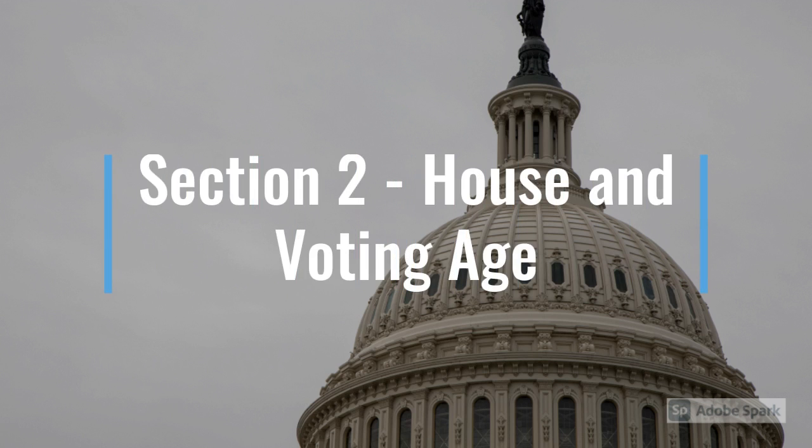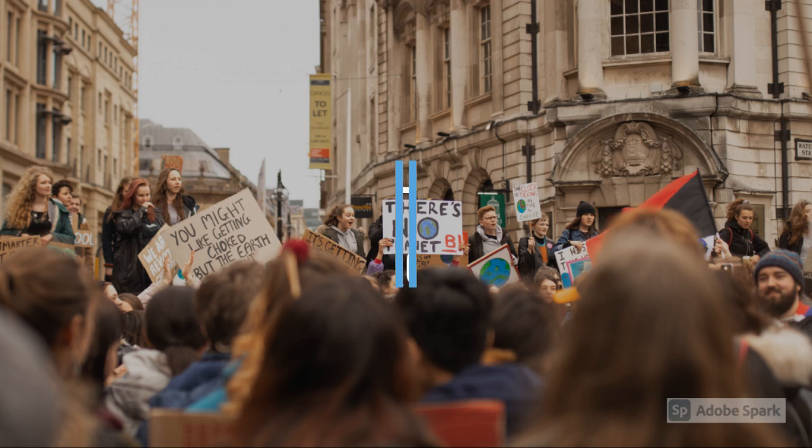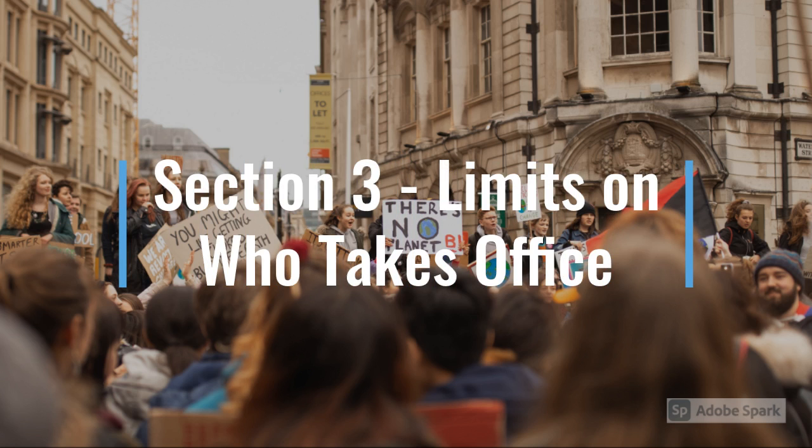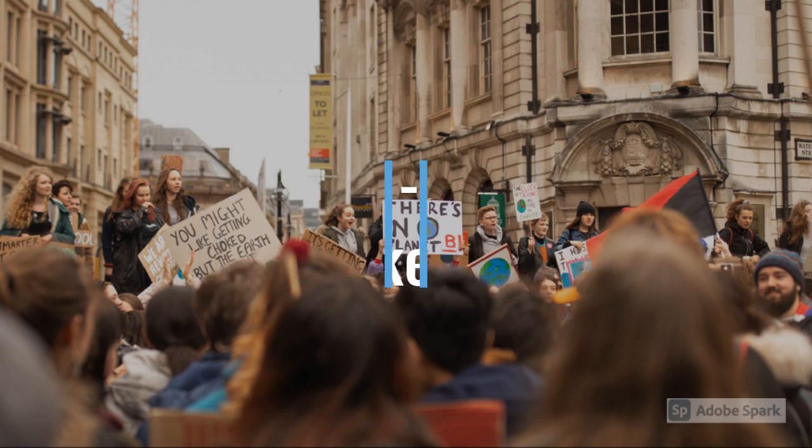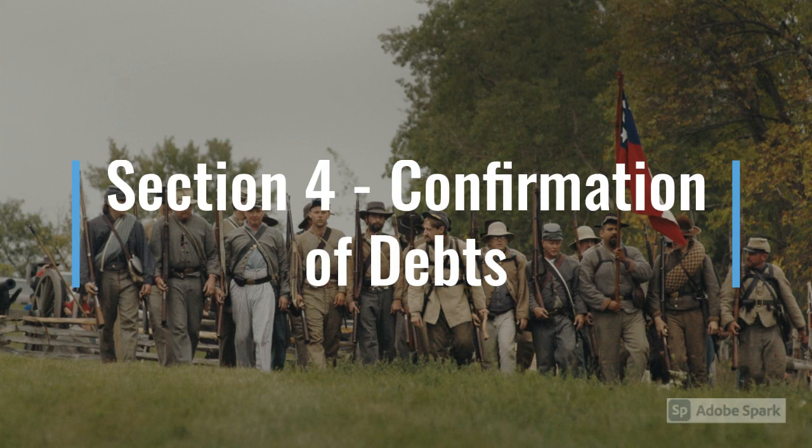Section 2 discusses how the House of Representatives is apportioned and originally established the voting age at 21. It was later lowered to 18 through the 26th Amendment. Section 3 prevents anyone who has engaged in rebellion or treason against the United States from being appointed to any federal or state office. Section 4 allows both the federal and state governments to refuse to pay any war debts accrued by the Confederate Army during the Civil War.